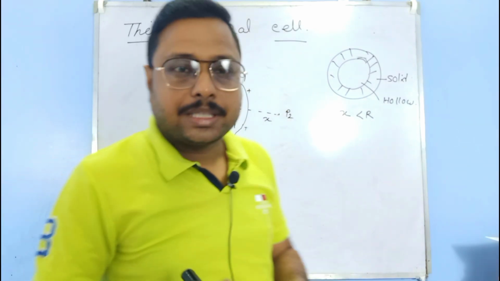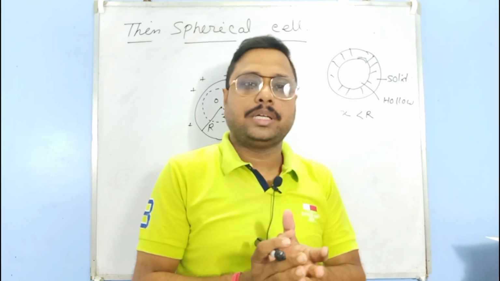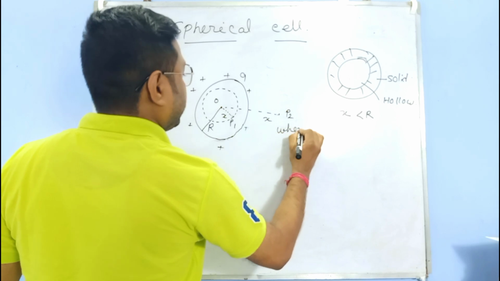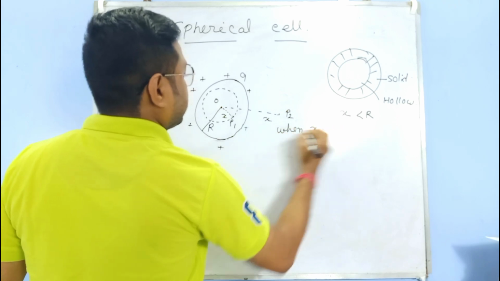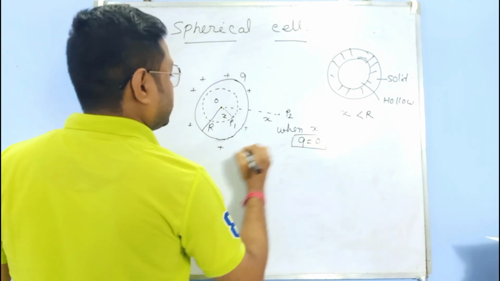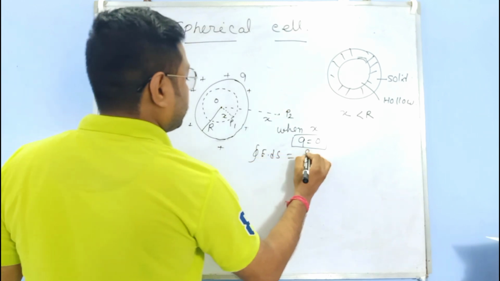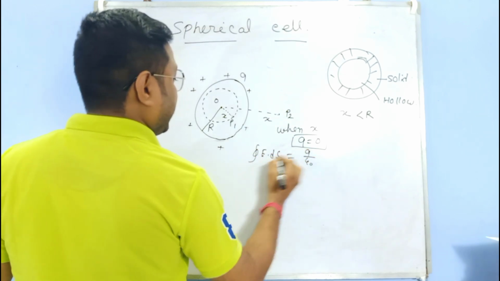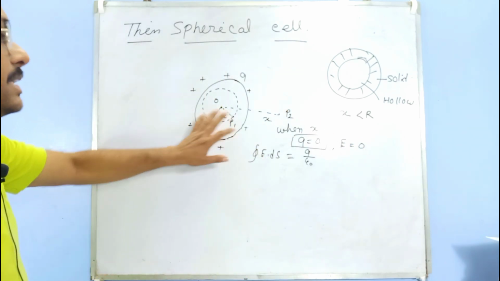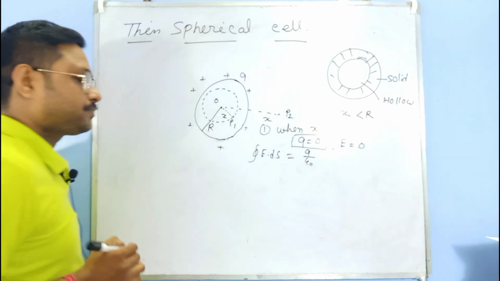We know that the charge inside any shell, any conductor, is 0. So when x is less than r, the charge q equals 0. Therefore, as per Gauss law, E dot ds equals q divided by epsilon naught. As q is 0, therefore E must be 0. So at any inside point the E is 0 when x is less than r.